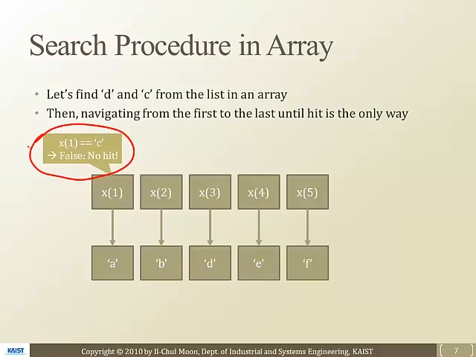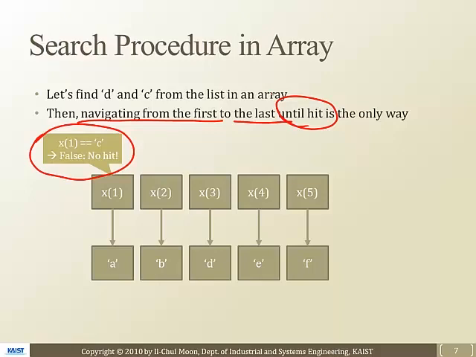In that case, we are going to comb through from 1 to 5, and check whether it contains this character C in the cell array or not. It means navigating from the first to the rest until it hits. And that's actually the only way to implement our own find function.